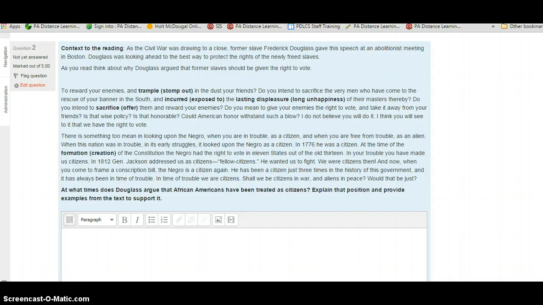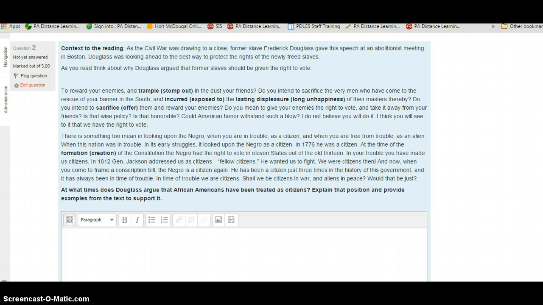Conscription is a draft. I will provide the definition in here to help you. He has been a citizen just 3 times in the history of this government, and it has always been in the time of trouble. In the time of trouble, we are citizens. Shall we be citizens in war and aliens in peace? Would that be just? Our question here for our final answer is, at what times does Douglass argue that African Americans have been treated as citizens?